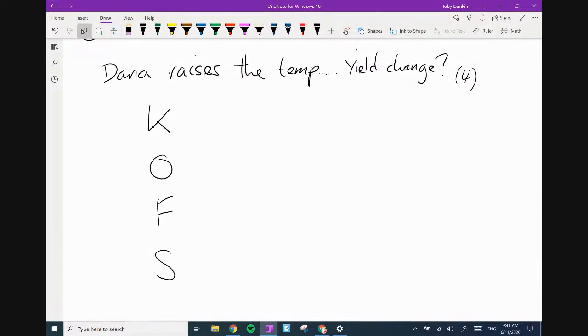So we run KOFS. The very first K is knowledge. And by the way, I run kick-ass, of course, for rates. The forward reaction is then, oh, look at this, Donna's on this. So the knowledge, the second one is oppose. That's the most commonly lost mark in the whole of A-level chemistry. Favor and shift. Look at that, Donna smashed it out of the park, especially since she was the one that raised the temperature.